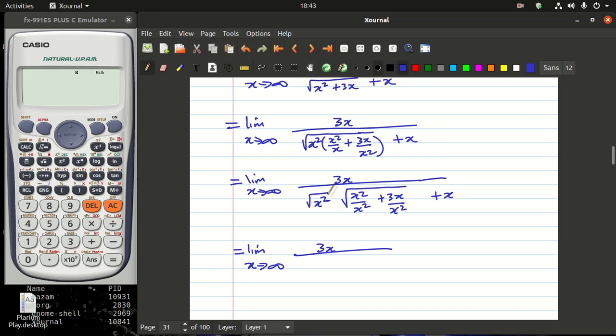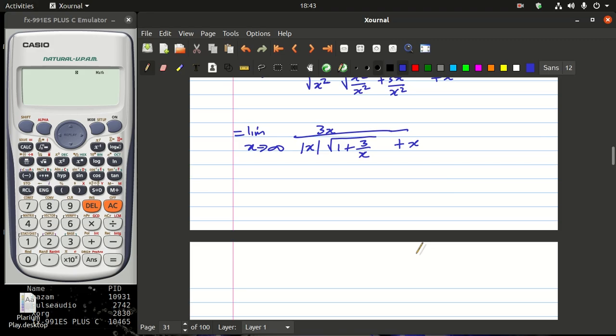We know that the square root of the square is just supposed to be the same as the absolute value of x, and then I have to divide this whole thing. So here x squared divided by x squared is just a 1. 3x divided by x, this x will be gone, and then we'll be left with 3 divided by 1x, because 1x will cancel out, and then I still have plus x there.